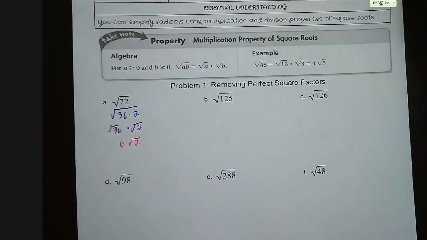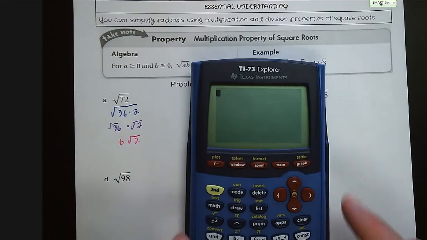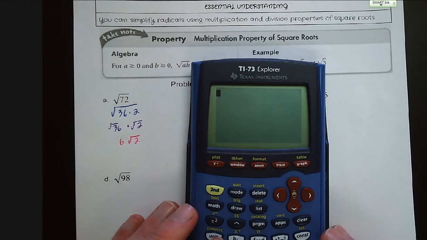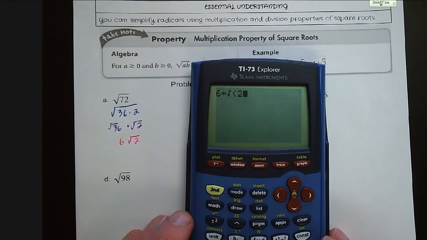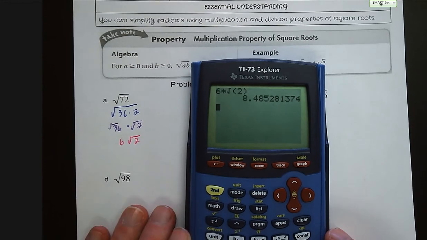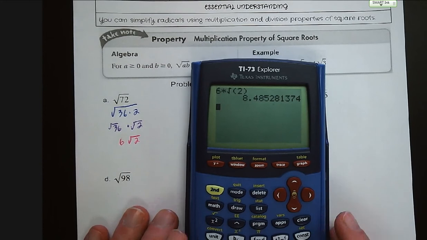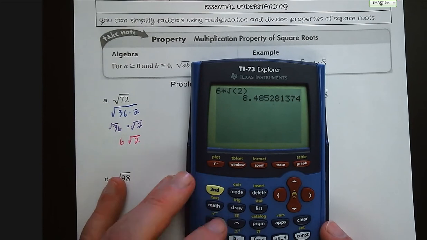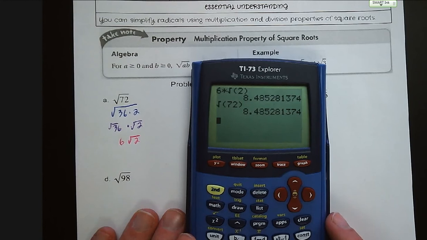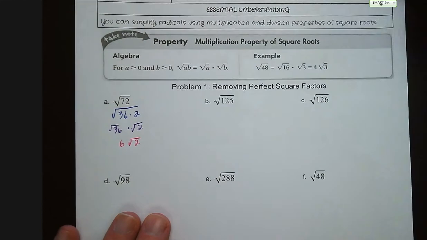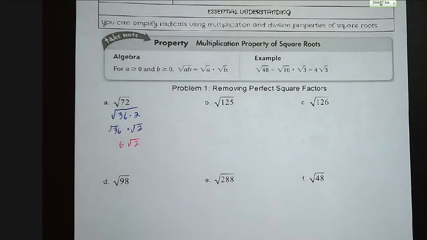Now we can always double check these radicals that don't involve any variables. We can say 6 times the square root of 2 is 8.48, etc. If we took the square root of 72, we get the exact same irrational decimal. Okay, so that's one way to check when you don't have any variables in your radicals.